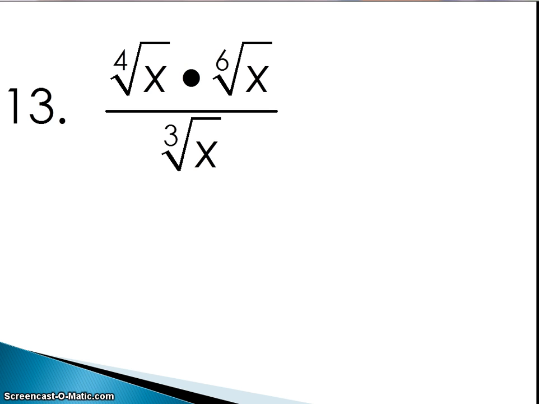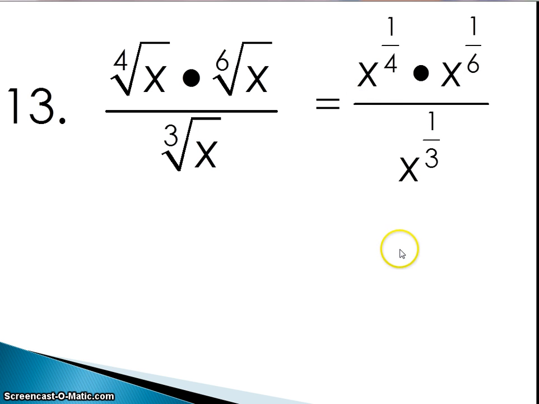Problem number 13, another very intimidating problem. I don't have any roots that are the same, so I can't combine anything. So I need to think of another strategy. The next strategy is to rewrite. Superpower, roots in the ground. So rewrite these. All right, now we've rewritten them. What can we do? Well, up top we're multiplying. So what's the rule with multiplying? What do we do with these exponents? We add. So use your calculator. 1/4 plus 1/6.